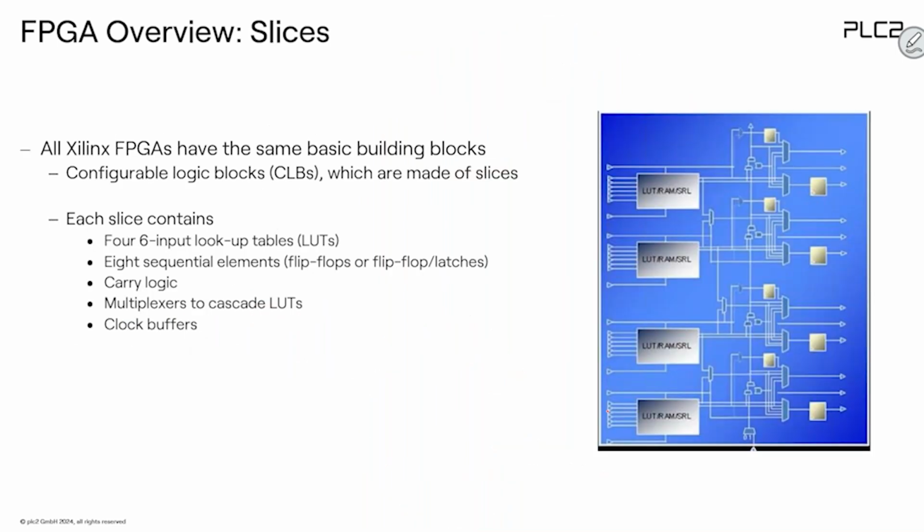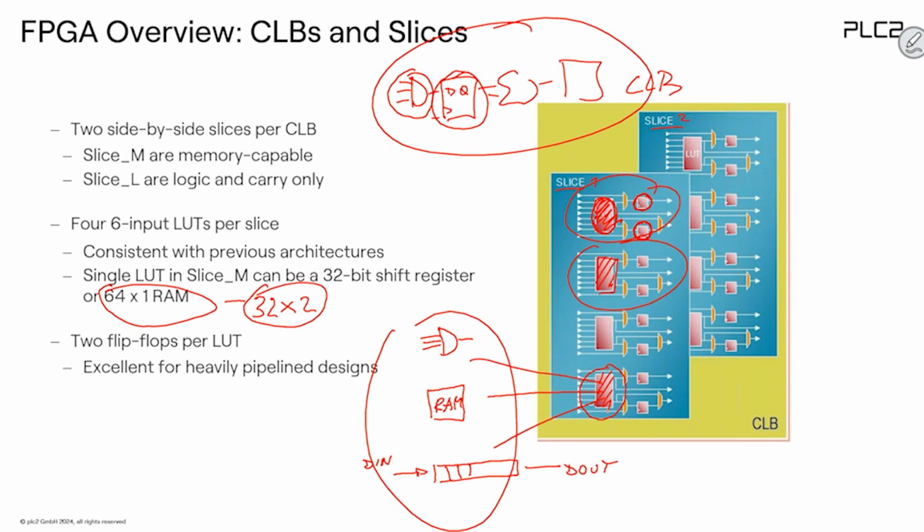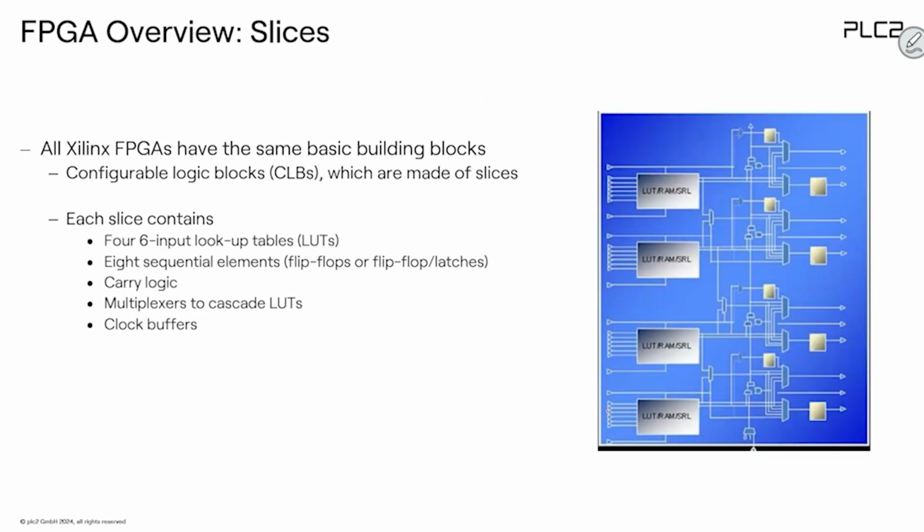If I look a little bit closer at such a slice, just to give you an idea, that's how it looks. Again, this is the lookup table, which is responsible for implementing lookup tables or RAMs or shift registers. And these are the 2 sequential elements per lookup table. We have 4 of them. I will explain it a little bit later.